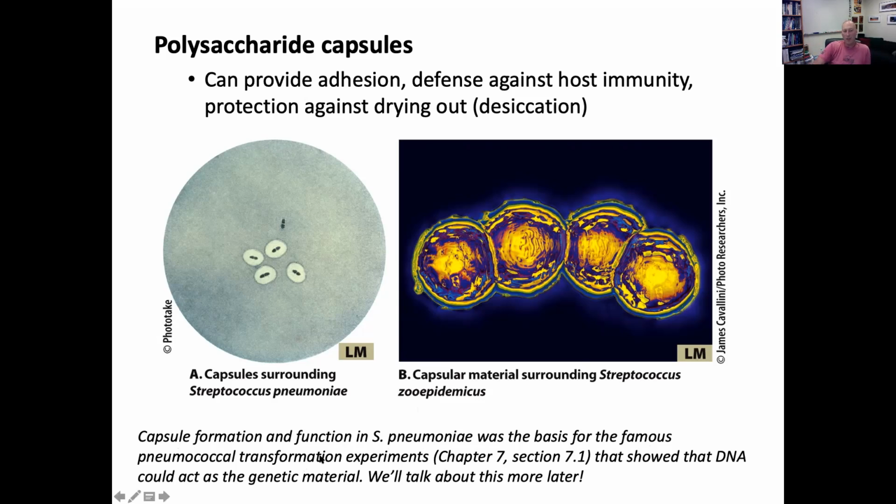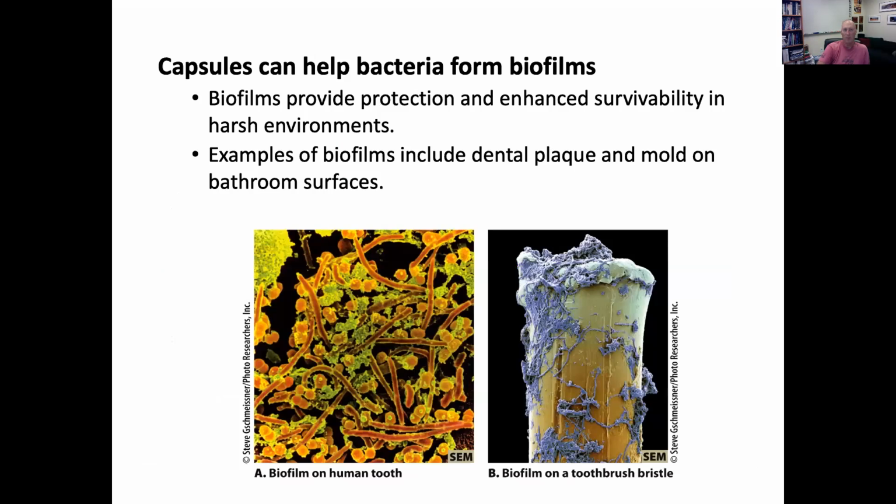I'm not going to go over this now. We'll see this more in chapter 7, but remember that, because this was a very famous experiment. It was the first evidence that DNA could serve as the genetic material, and it used these pathogenic streptococci that make capsules to protect themselves from the immune system.